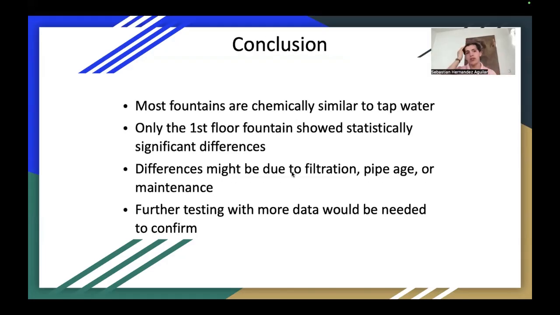So in our conclusion, most fountains are chemically similar to tap water. Only the first floor fountain showed statistically significant differences. Differences might be due to filtration, the pipe age, or maintenance, so it can be a lot of factors. It can also be affected by the device that we use to meter all this. So we have to do that again at another time so we can see a difference in the data, which could change and vary.